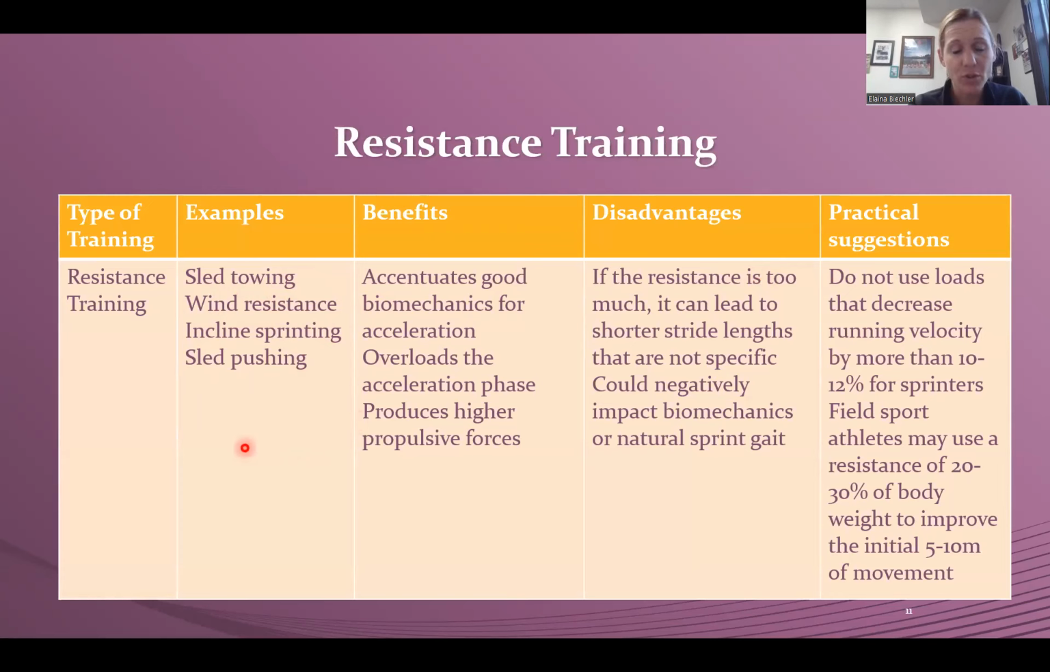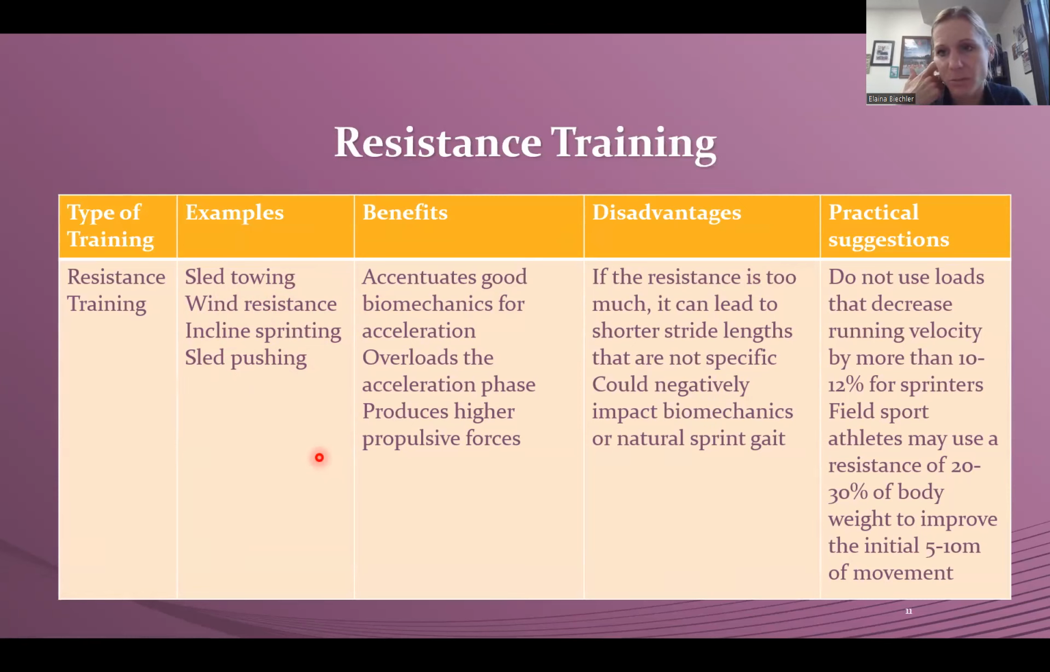Sled pushing, so again, I might be in that athletic position where I'm hinged forward, core tight, and we're keeping our hips in line with our shoulders and our ankles. So again, good body position for the sled pushing type of thing. Sled towing is when you put the sled behind you.